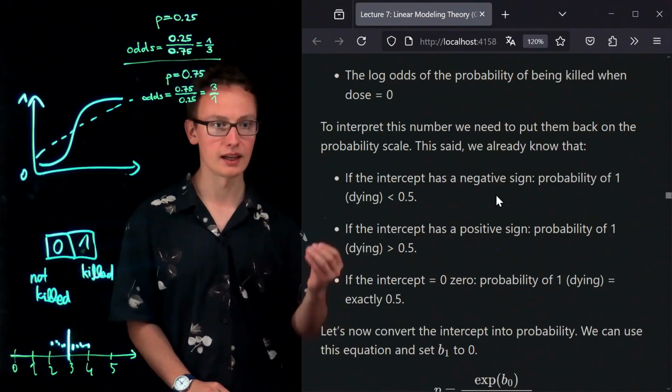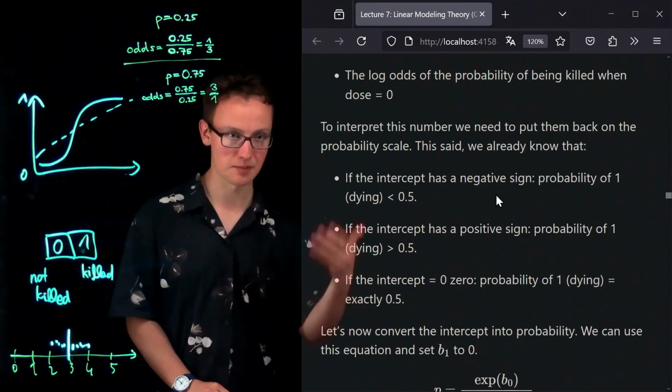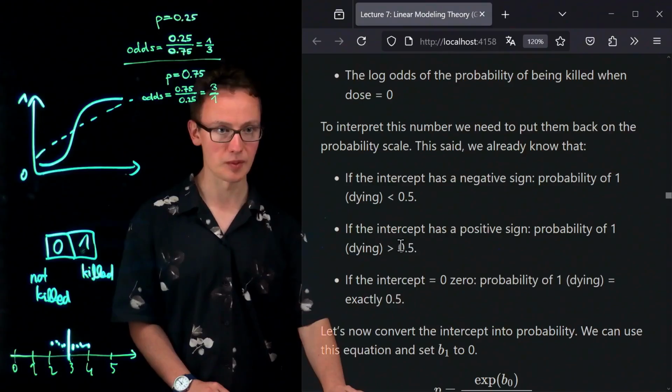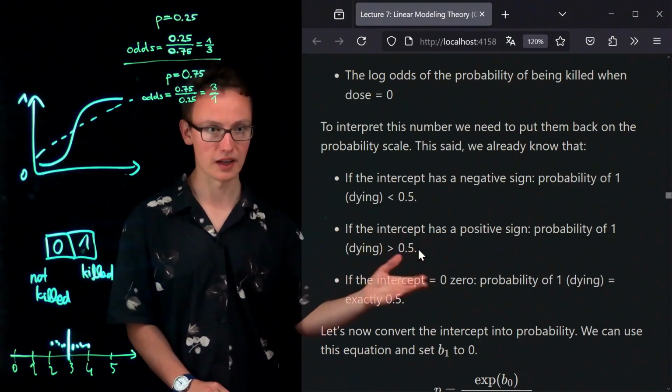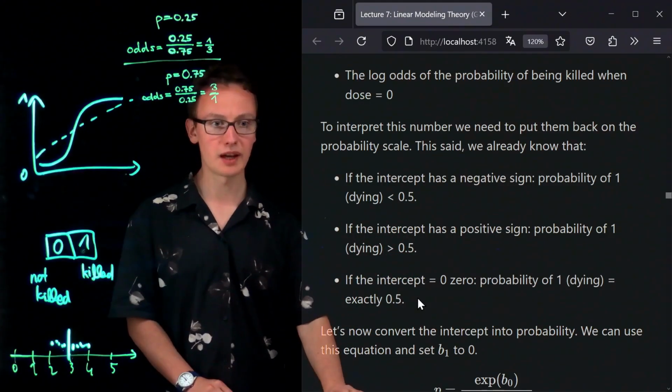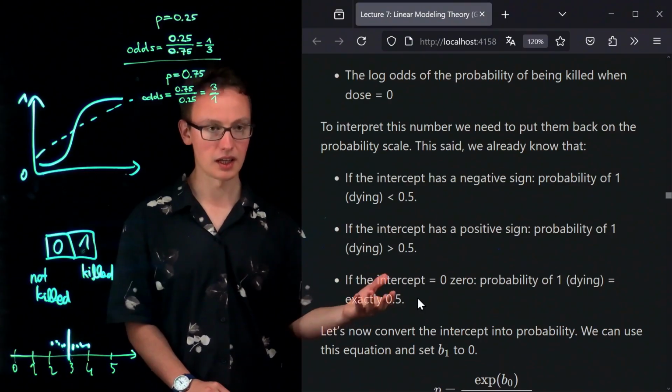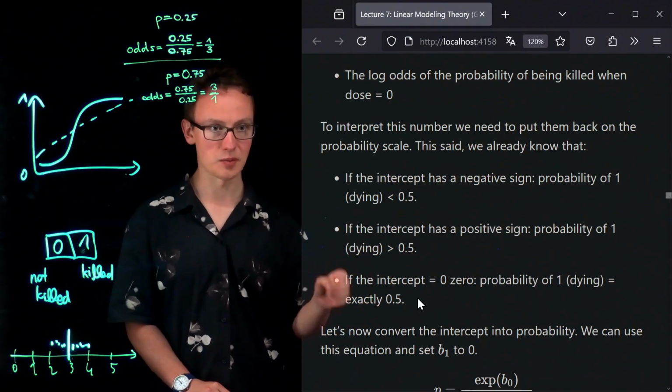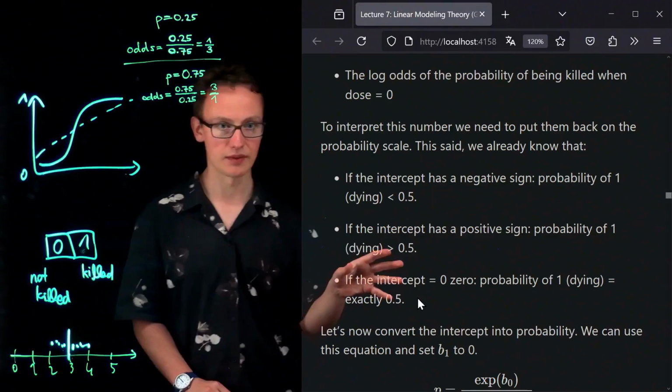If my logit value is positive, then this corresponds to a probability of greater than 0.5, right? And if my logit value is exactly 0, this corresponds to a probability of exactly 0.5.